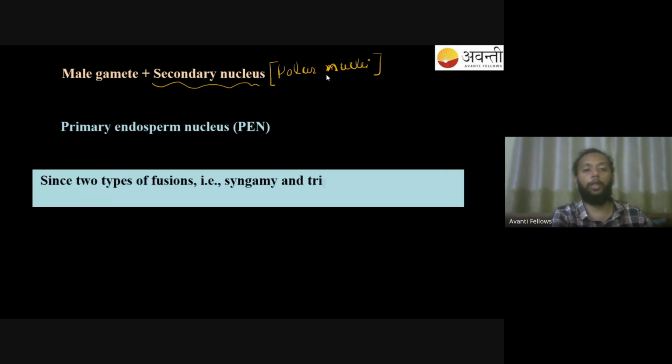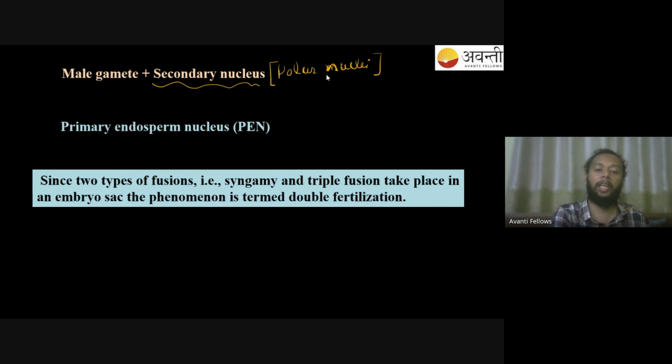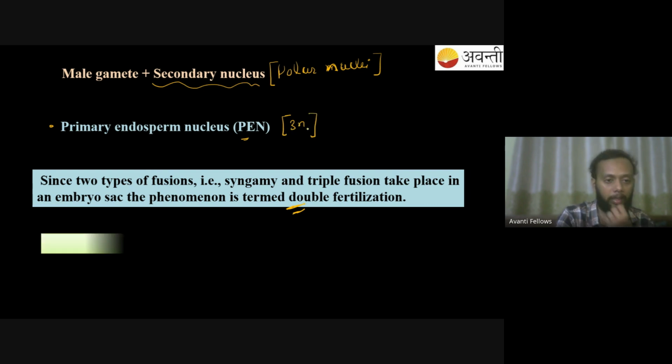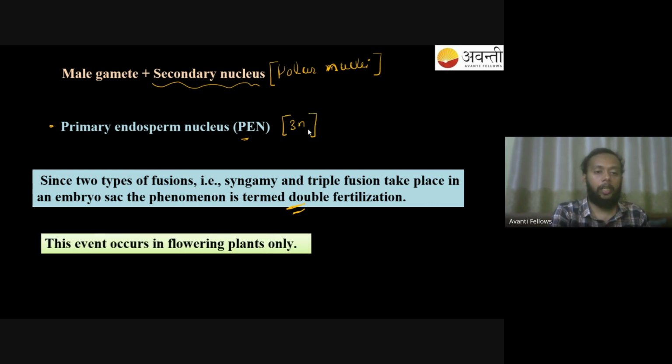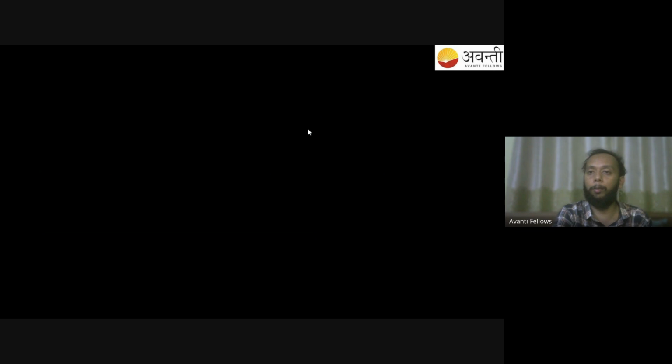Since two types of fusion are taking place, syngamy and triple fusion, in the embryo sac, this phenomenon is called my double fertilization. Because these two events are taking place in the embryo sac, you are going to call it double fertilization. So this should be clear to you. And remember, the primary endosperm nucleus is going to be triploid, right? This event only occurs in the flowering plants. That means you will find this happening only in angiosperms.